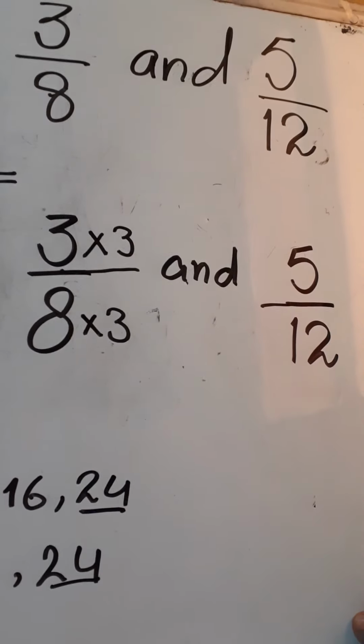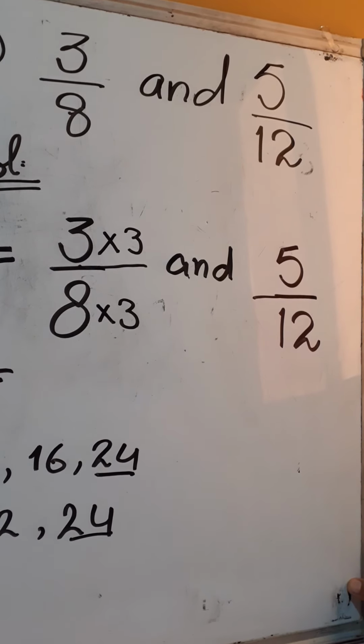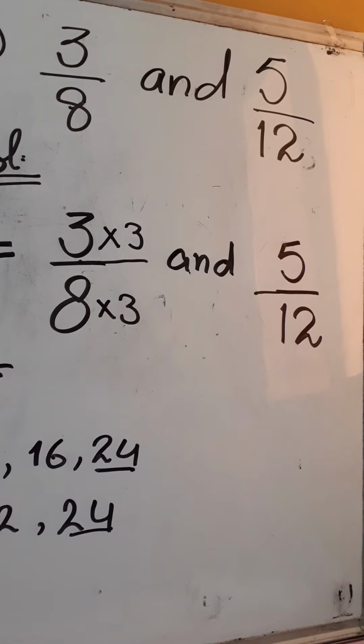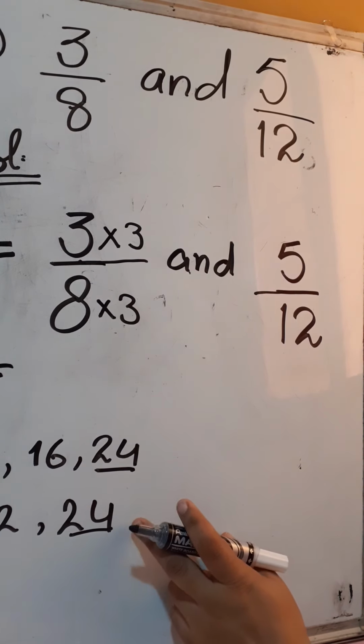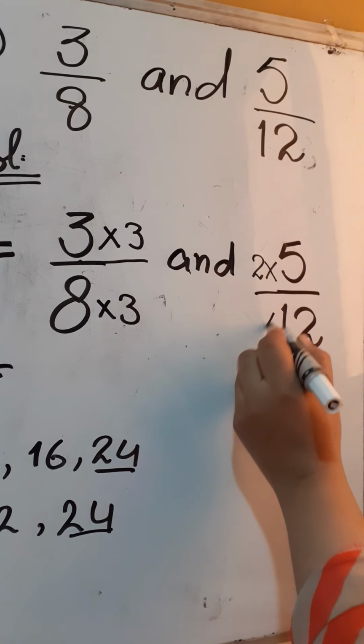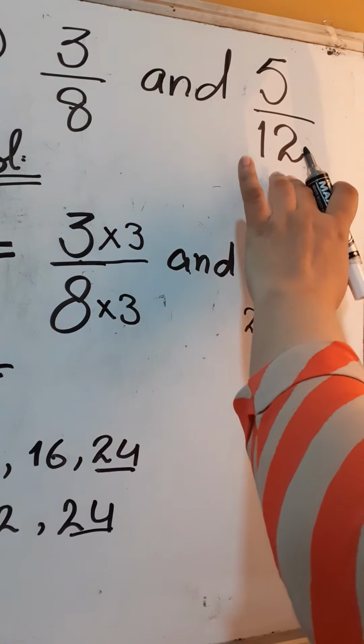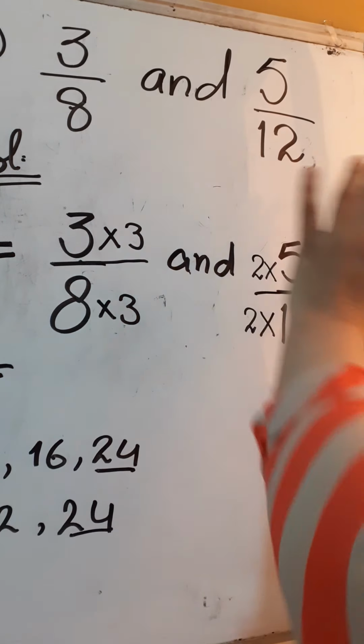Now you check that 12. What do we do? We read the table of 12 until 24 comes. 12 ones are 12, 12 twos are 24. So 2 up and 2 down. Understand? If the denominator is too big, you read the tables of this.